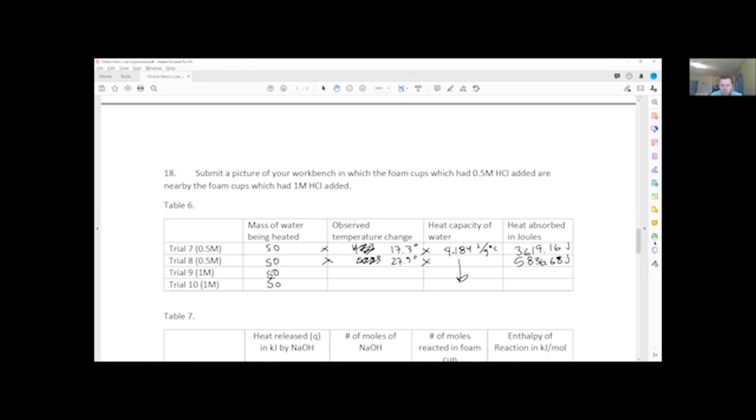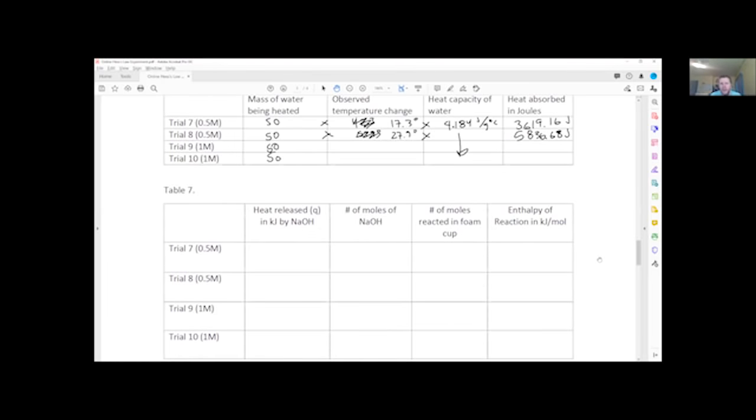All right, now I'm going to scroll down. We're going to tackle trial 7 and 8 first, and then we're going to go back and do 9 and 10. Okay, so this is again similar to what we've seen previously. Use table 6 to fill in table 7. So the heat that's released is negative 3,619.16, but I'm going to make that 3.61916 kilojoules.